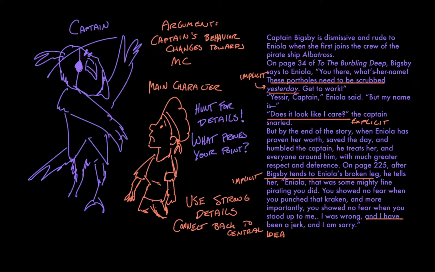I don't know what To the Burbling Deep is about because I made it up like 20 minutes ago, but maybe one theme in it is that it's important to recognize the potential within other people, and that can be both true for Eniola, who becomes a hero and punches a giant octopus monster, but it can also be true of Captain Bigsby, who occupies a kind of antagonistic role and then changes through the story. And so we can build our argument around that idea, that character change is possible, not just for the main character, but for everybody.